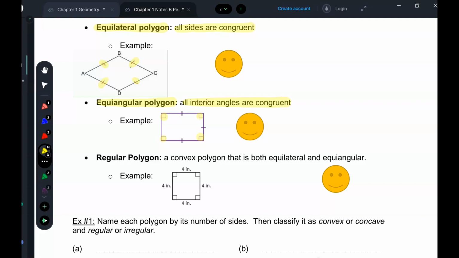How do you even say that? Equiangular. You have to kind of split it up. So don't try to say it all at once.